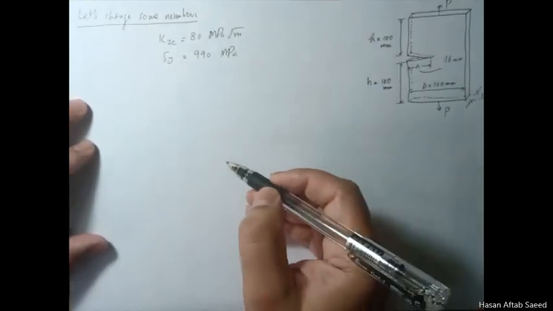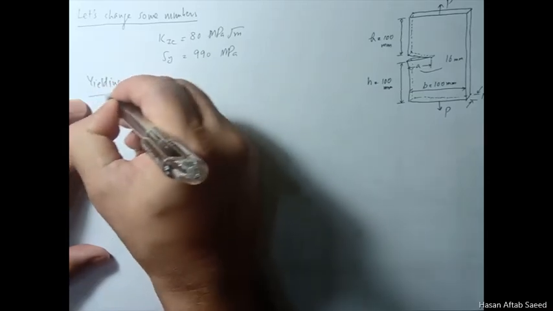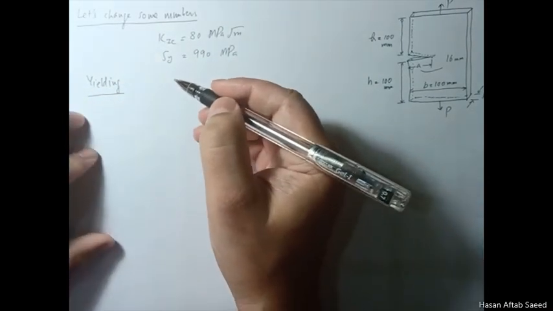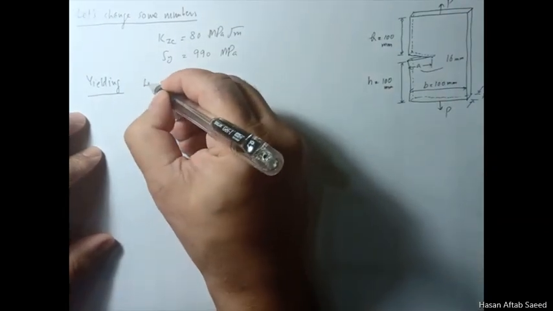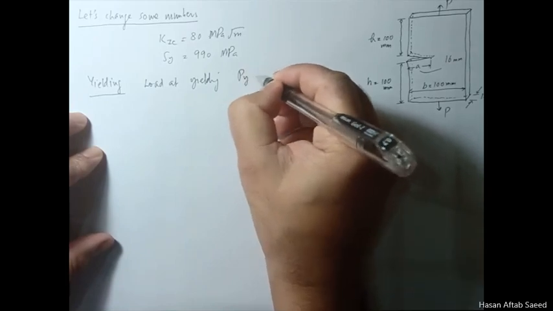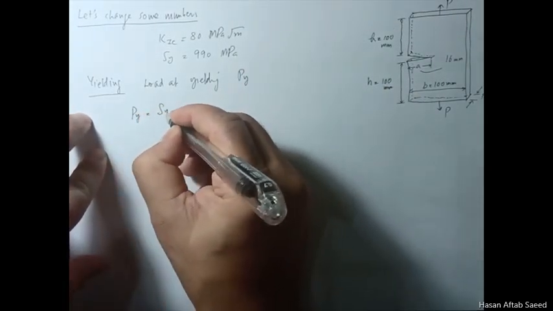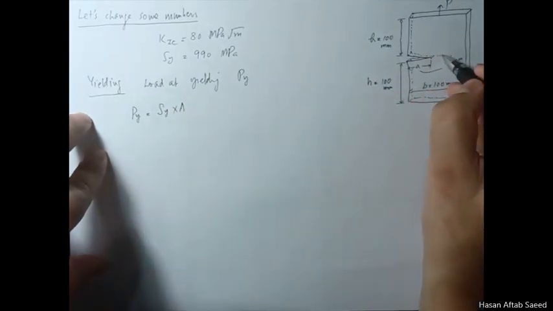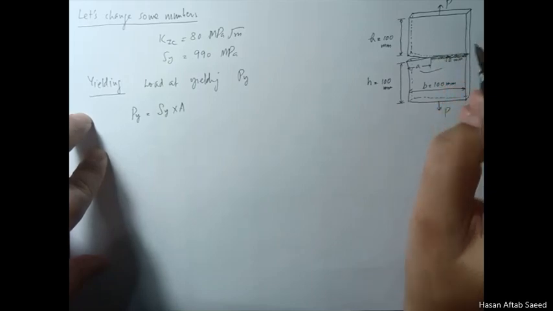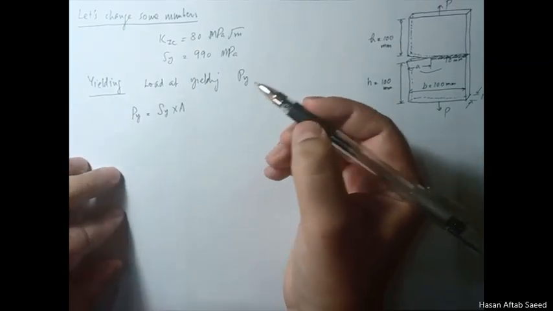First of all, we check the yielding. Again, the same process. Load at yielding, again Py. Now similarly, the same process I'm going to repeat. Sy into A. Again, when we talk about area, we are talking about this area. Plastic deformation, yielding will occur here because here the stresses are the highest. It won't occur anywhere else. Put in the values.